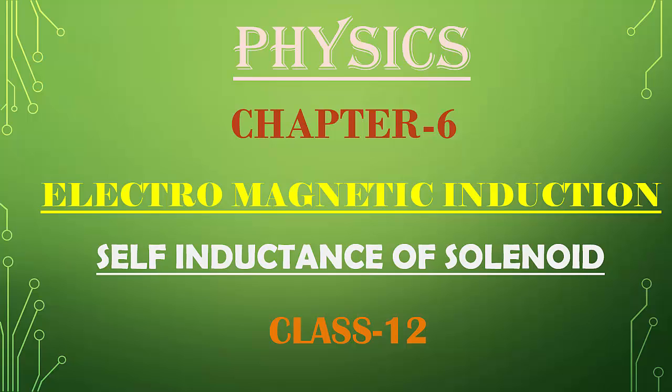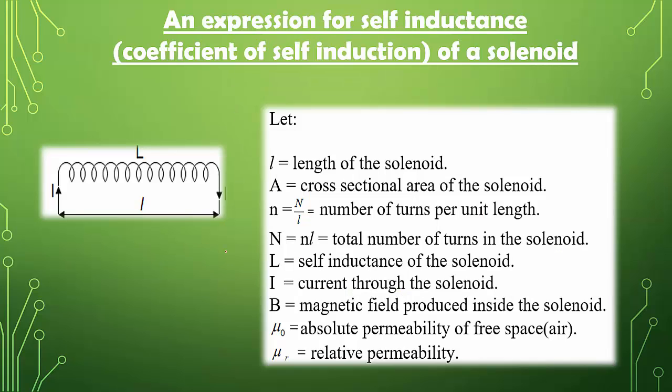Now let us study self-inductance of solenoid. Let us derive an expression for self-inductance of a solenoid, which is also called the coefficient of self-induction. Yes, here first we have to know what is a solenoid. Solenoid is a long coil of wire wrapped in many turns. The main purpose of this solenoid is to generate a controlled magnetic field through the coil. That's why we are using a solenoid here.